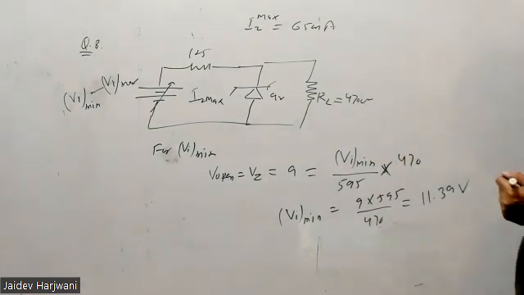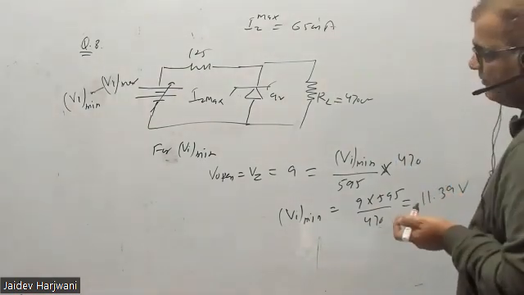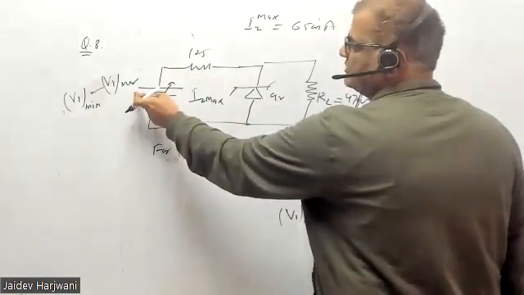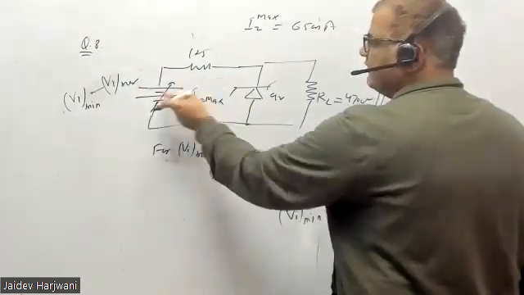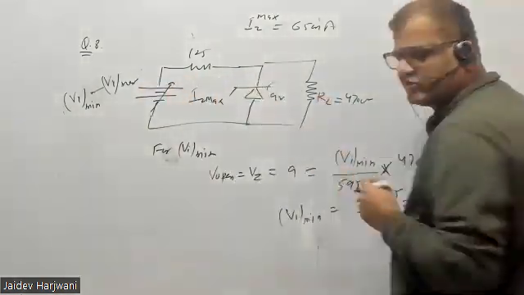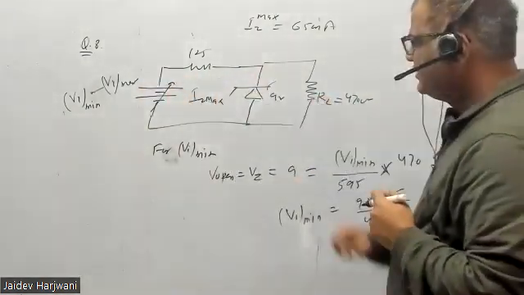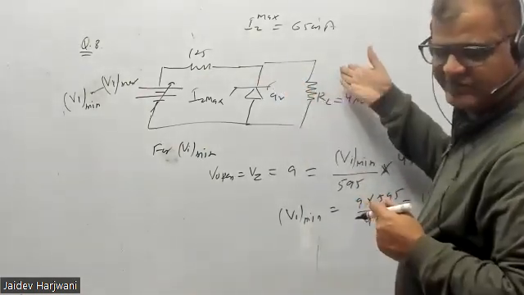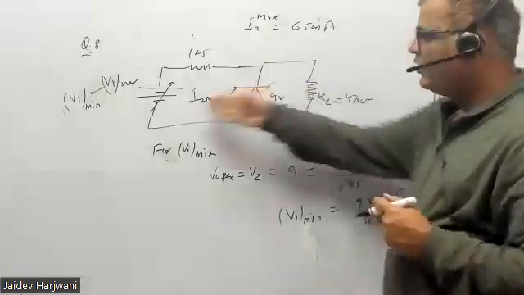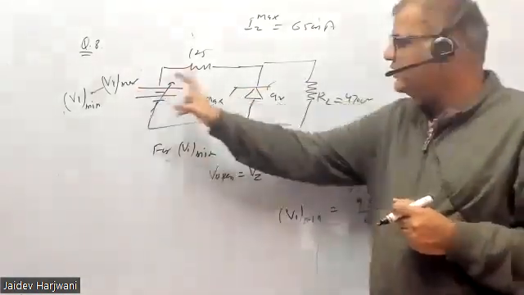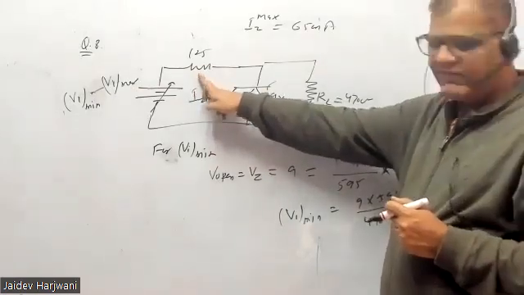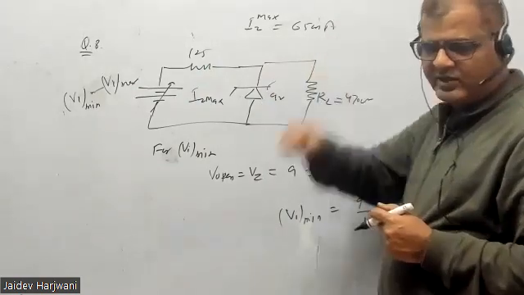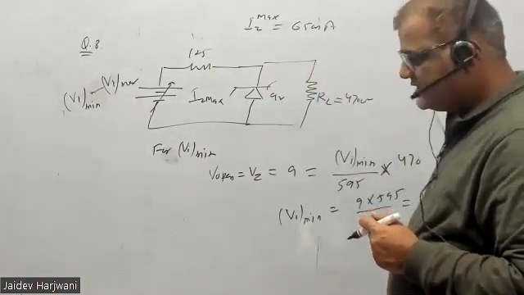Okay, so this is the minimum value, and the max value should be such that this should not burn. The 9 volt is fixed here, so IL is also fixed. Now if you keep on increasing the input, this current will keep on increasing. This current is fixed, so whatever extra current there is goes through the diode, and this also should not exceed IZ max.